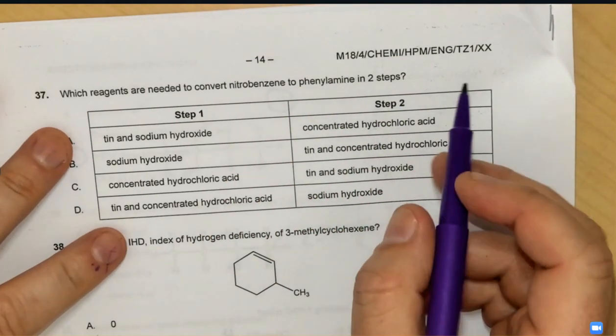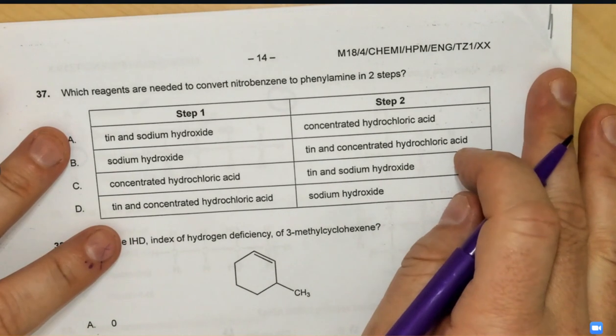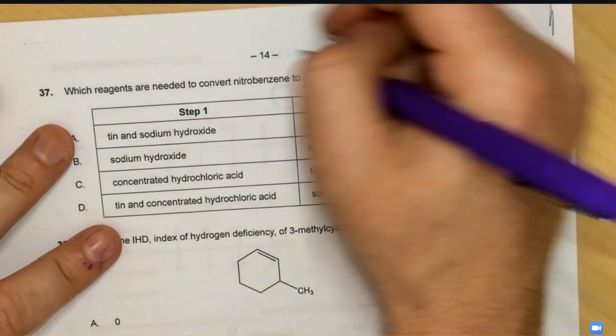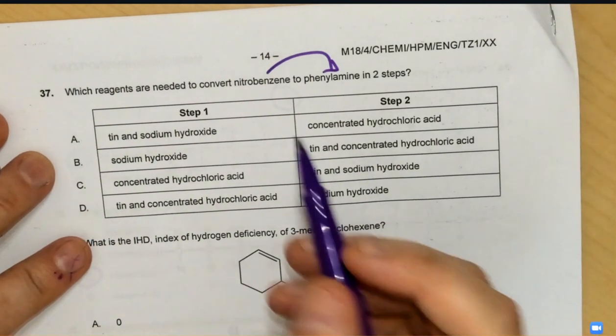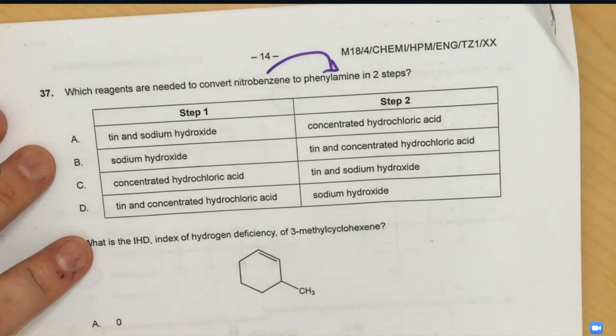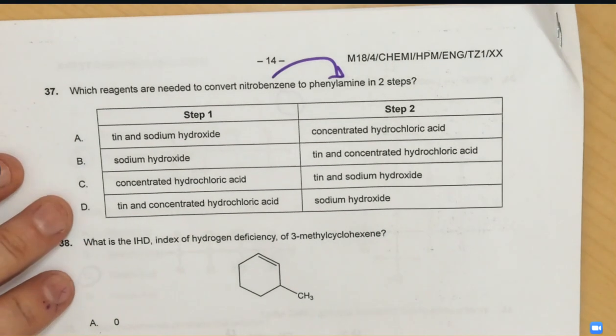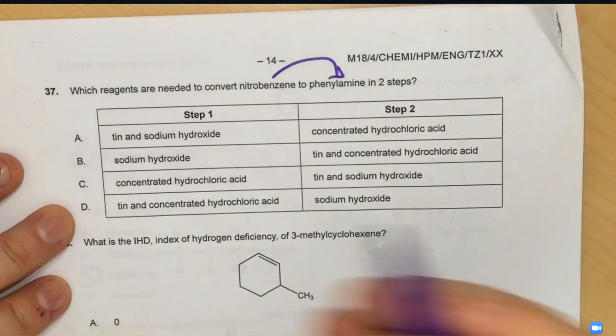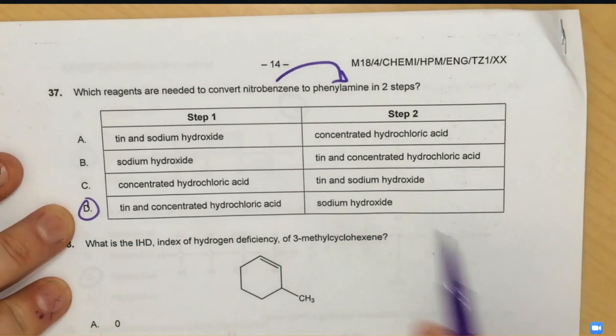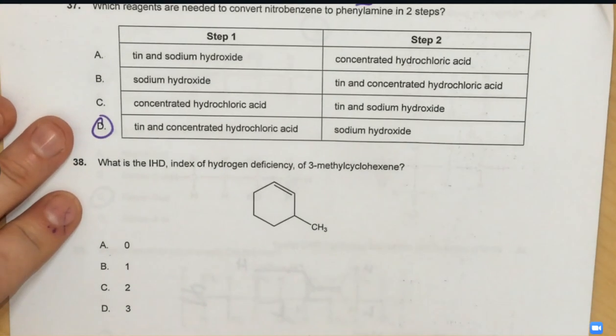Which reagents are needed to convert nitrobenzene to phenylamine in 2 steps? Oh my god, that music. So if we're going to take nitrobenzene and reduce it to phenylamine, the first thing we do is mix with tin and concentrated acid. So it's got to already be choice D, and we deprotonate with sodium hydroxide.